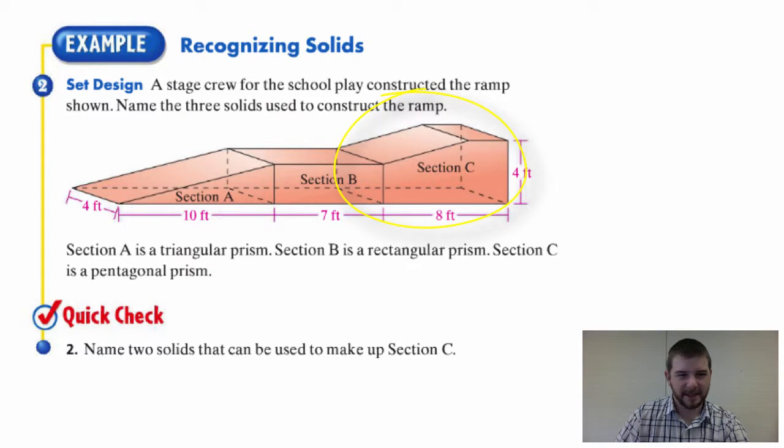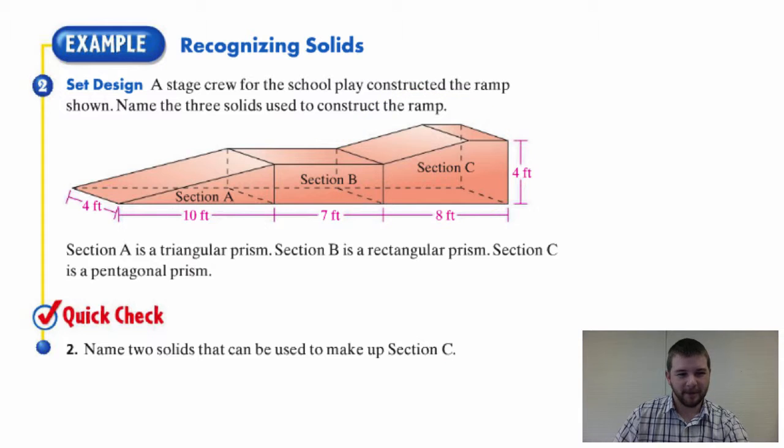well, section C is interesting. What we need to consider for section C is that its bases, well, one of its bases is facing us, and the other base is really facing away from us. But they're both parallel bases, and they're congruent. So we just need to count the number of sides and determine what is the name of the polygon representing the bases of section C. Well, there are 1, 2, 3, 4, 5 sides, so it's a pentagon, thus making section C a pentagonal prism.